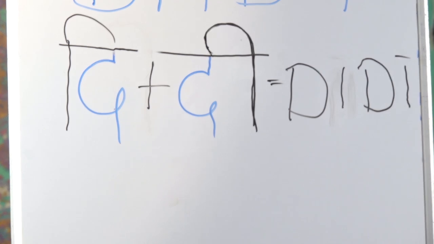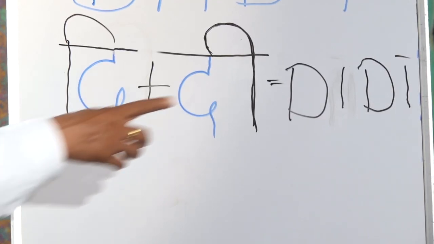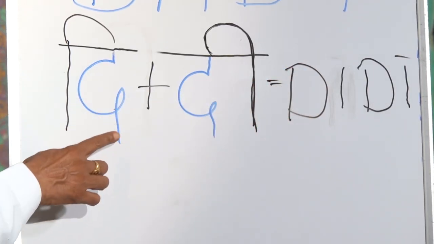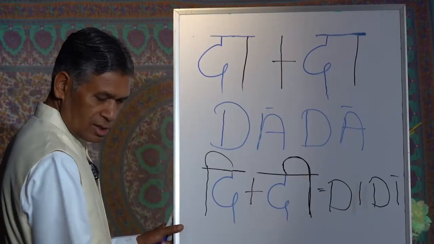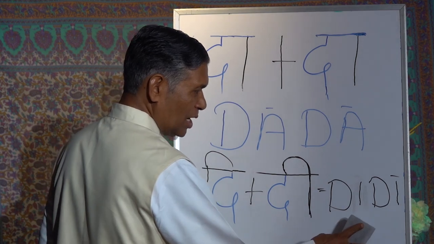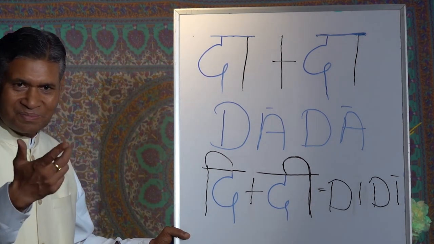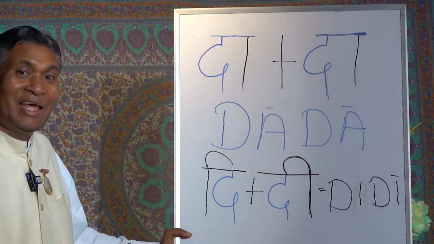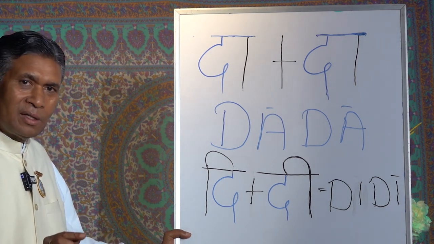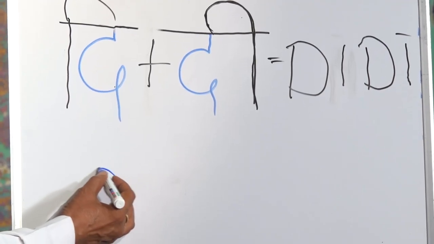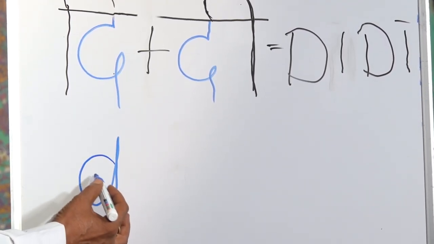Now try to read. It was "didi", but now this is the short one. Short di. Try to read. Didi. Da is the short one. Di. Di. Didi.